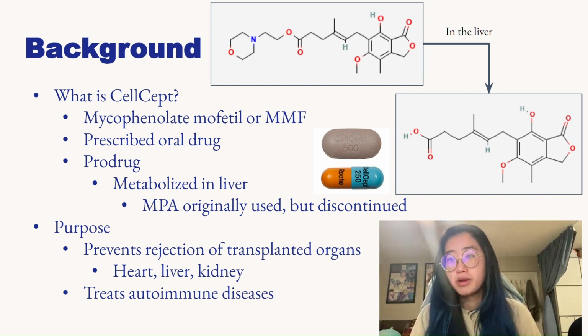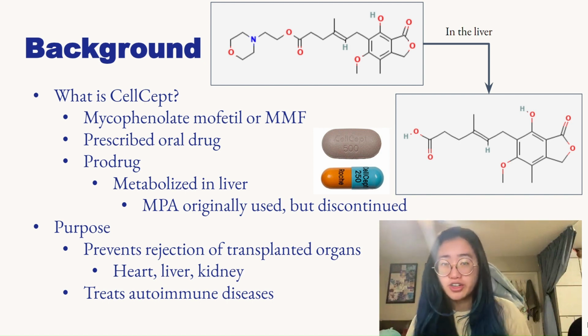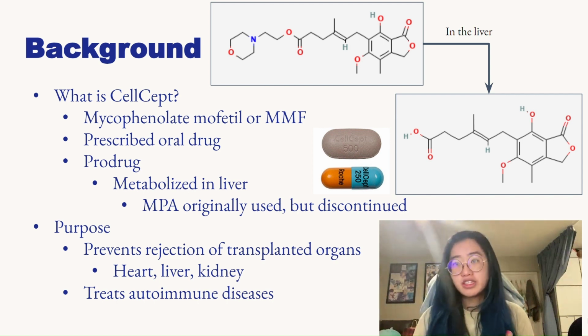As stated, the purpose of CellCept is to primarily treat organ rejection from organ transplants, specifically in the heart, liver, and the kidney. It is also sometimes used to treat autoimmune diseases as well.